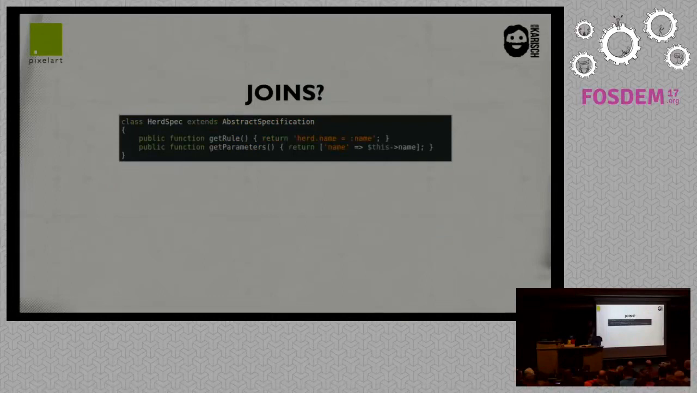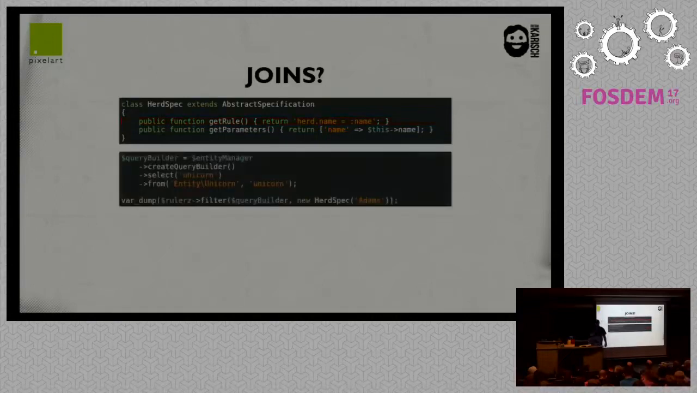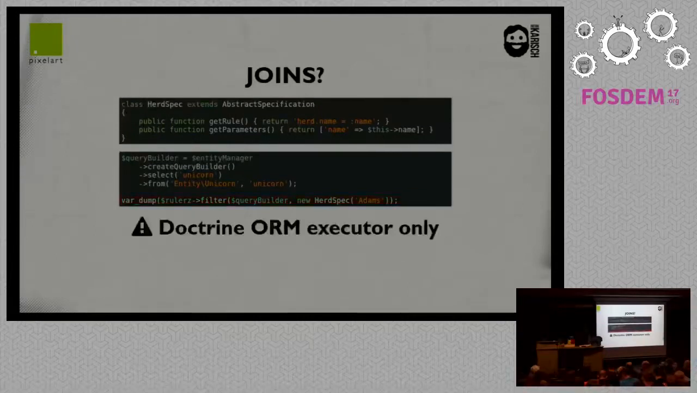Yeah, joins. Joins are nice. So in this case, we have a herd specification, which is basically asking the herd property on the unicorn. The unicorn has a herd association, and we ask that the name of the associated herd is the same name I'm searching for. And this is how you use it. You simply create a unicorn query builder as before. Rulerz automatically detects you are asking for a join if your mapping is okay, and filters all herds, in this case, which are named Adams. Maybe you have a unicorn herd named Adams family.